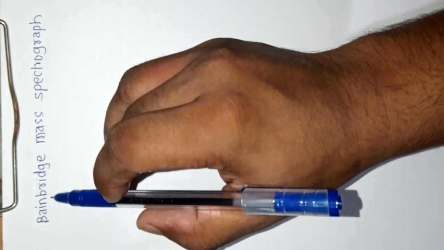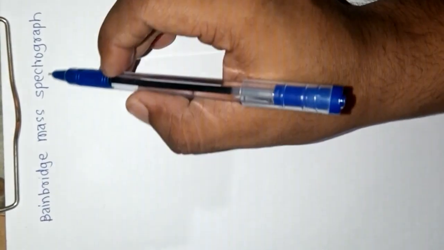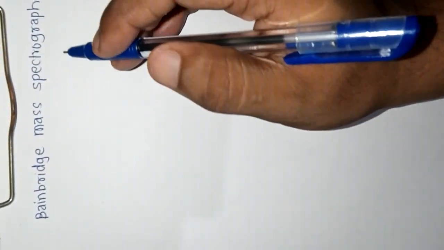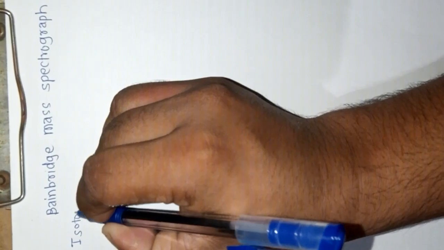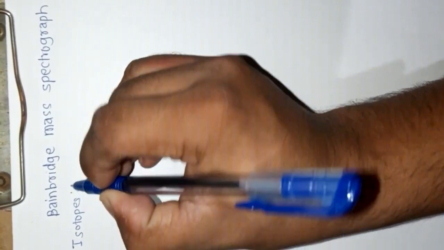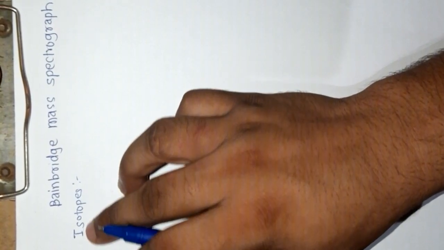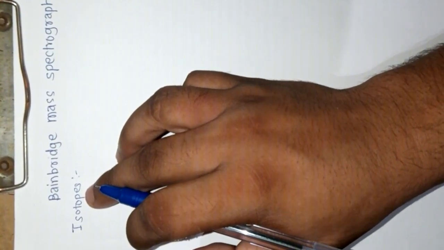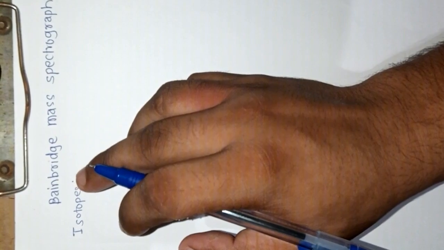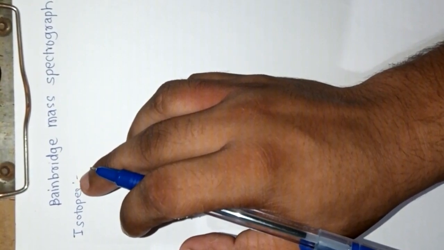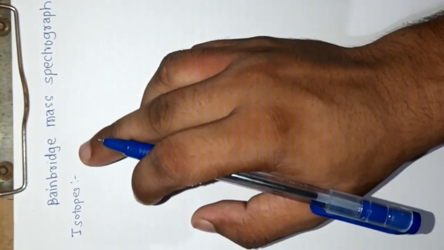Hello friends, today's lecture topic is the Bainbridge mass spectrograph. But before that, one question: do you know about isotopes? Isotopes are elements which have the same atomic number but different atomic weights, or different atomic mass.